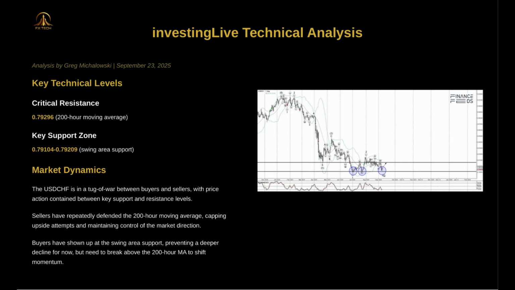As long as price remains below the 200-hour moving average, sellers maintain control of the market direction. A decisive break below support could trigger accelerated selling, while a breakthrough above the 200-hour MA would signal a potential shift in momentum favoring buyers.